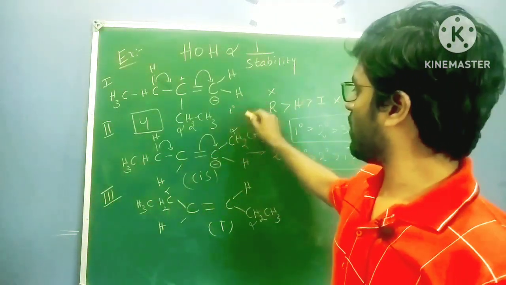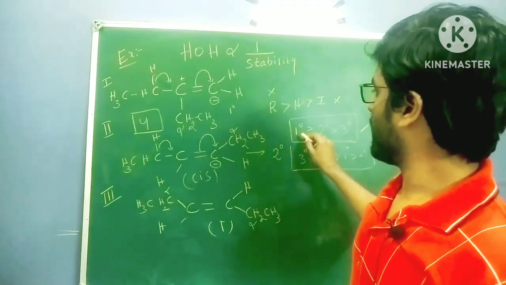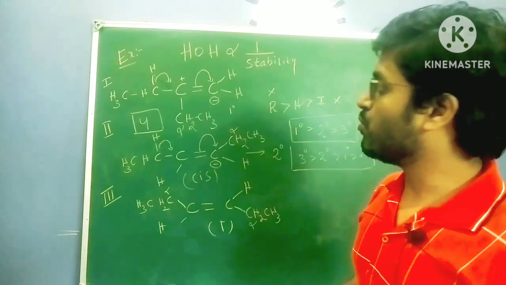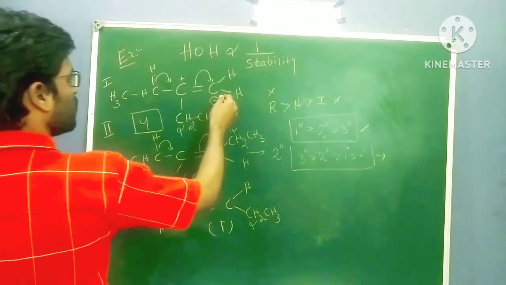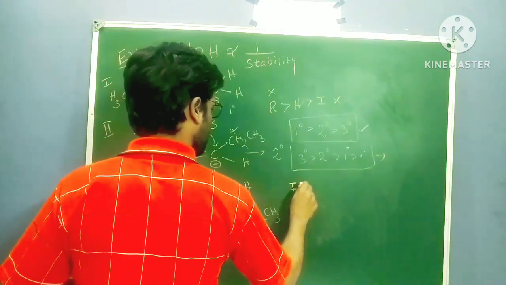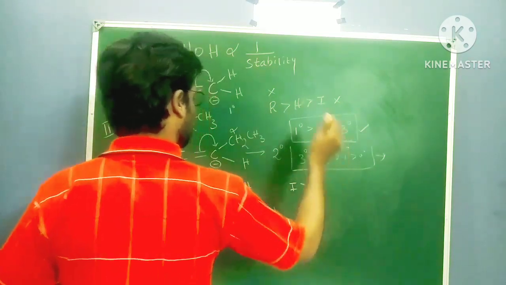So this is primary carbanion, and this is the secondary carbanion. Primary carbanion is more stable. So this is the more stable one. So stability of 1 is greater than 2.